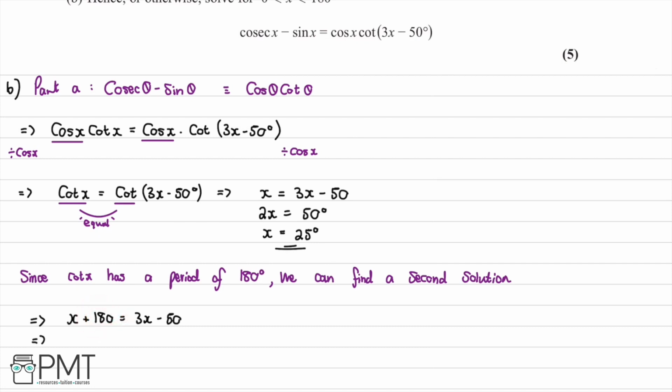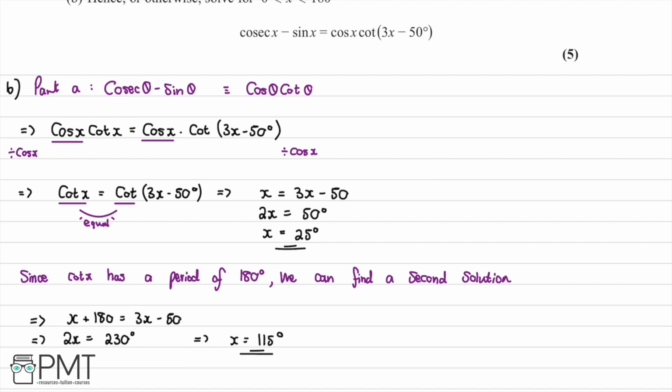So therefore, what is this going to be? This is going to be 2x is going to be equal to 230. So therefore, x is going to be equal to 115 degrees. So therefore, we found the second solution.